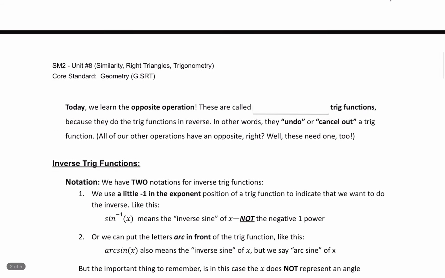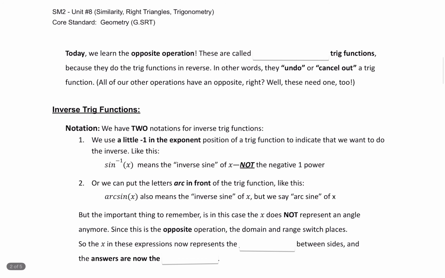Now today we're going to learn about the opposite operation. These are called inverse trig functions because they do the trig functions in reverse. In other words, they undo or cancel out a trig function. All of our other operations have an opposite, and these ones do too. Just like multiplication's inverse or opposite is division, and addition's inverse or opposite is subtraction.